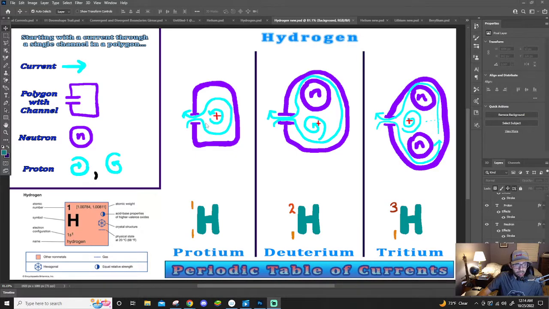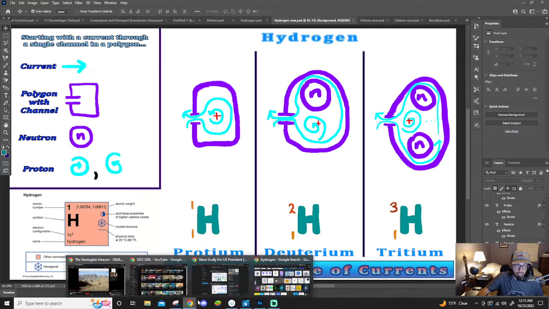But this current, so I believe that as we go up through the periodic table, the current coming in increases. So like here, assume it's at a steady state. The objective here is to figure out what the system steady states into, and perhaps some steps along the way. So here it steady states into just a simple polygon with an inlet and outlet.